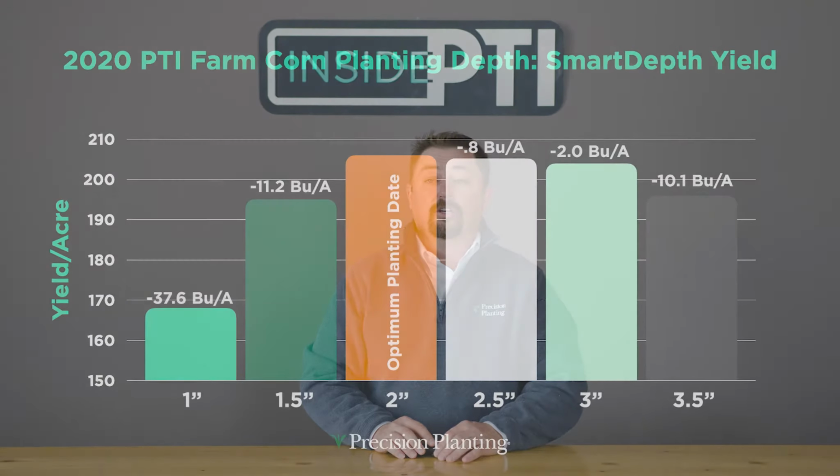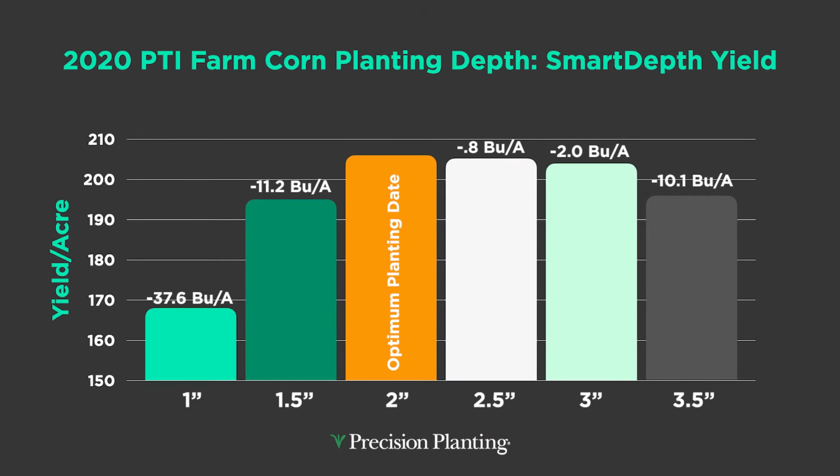Here's 2020 data from this past year where we plant really shallow at 1 inch. And then I go deeper all the way up to 3.5 inches in depth, and we monitor which was the best planting depth this year in the conditions that we had. And this year, the 2-inch planting depth was in fact the best.